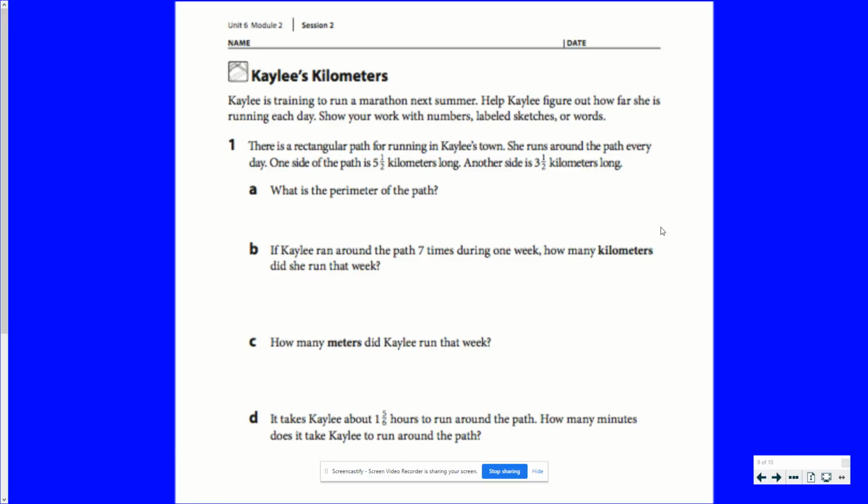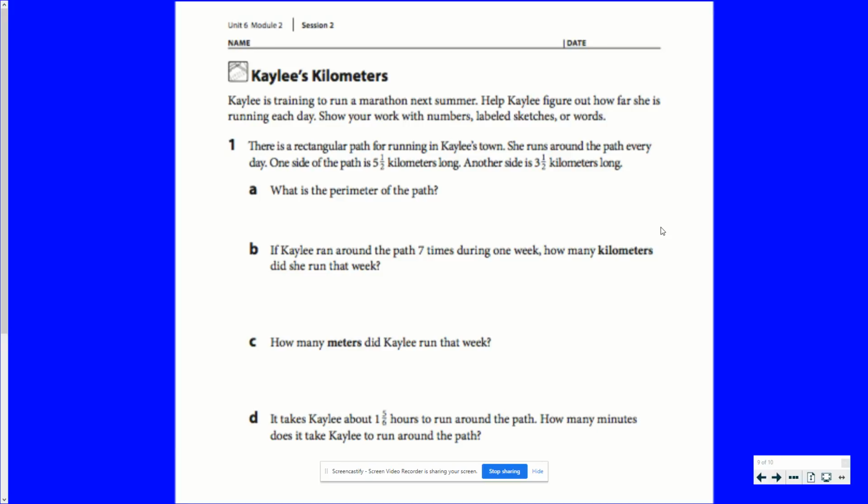She runs around the path every day. One side of the path is 5.5 kilometers long. The other side is 3.5 kilometers long. What is the perimeter of the path?